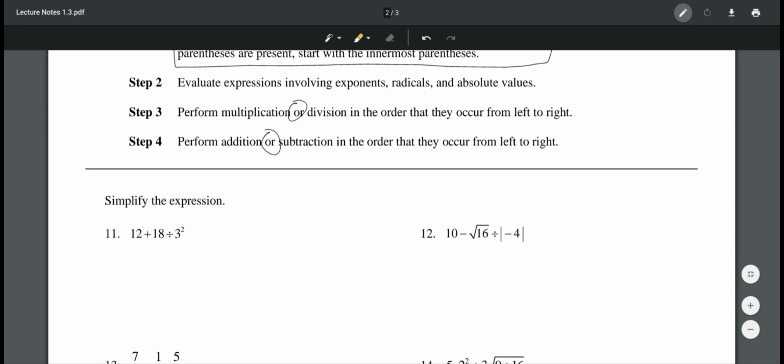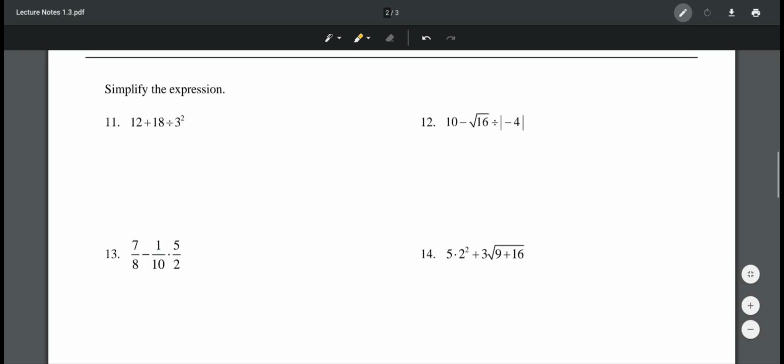So let's get started. First thing we want to do in number 11, do we have any grouping symbols whatsoever? Do we have parentheses, square roots, absolute values, fraction bar, anything that they consider to be a group? And we do not. So the next thing we do is we move into exponents or square roots or absolute values. Well, we do have an exponent, so we're going to deal with that.